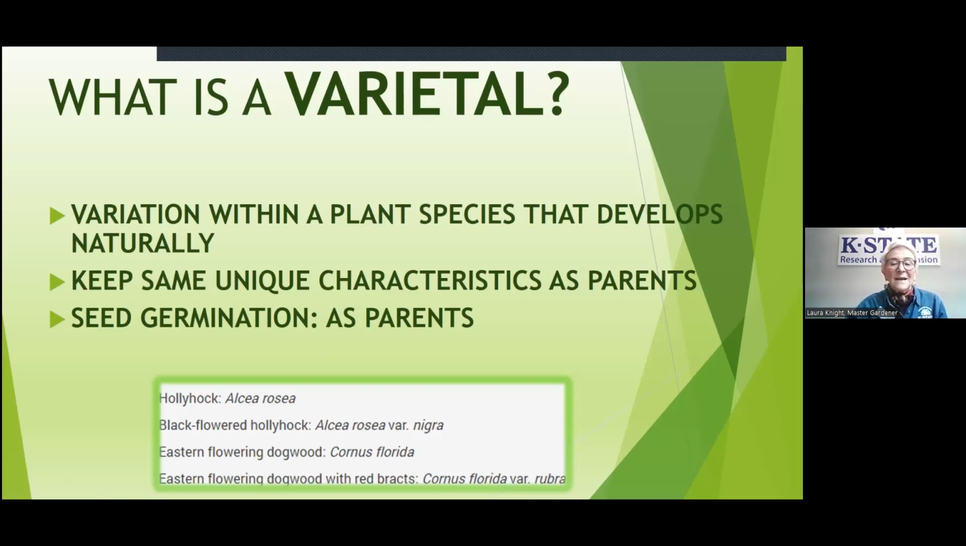And here's an example. Alsea rosea, genus and species. And when we buy it, it says Alsea rosea, variation. This is varietal, nigra. And so that's what that means.